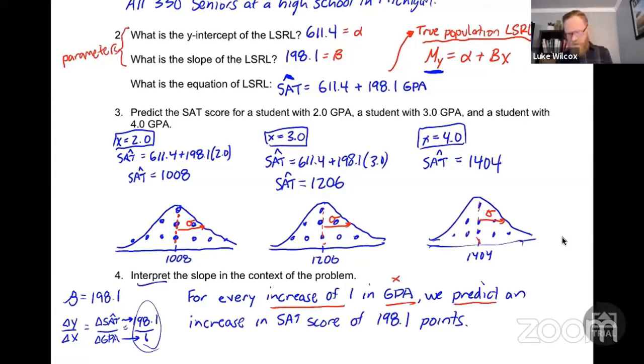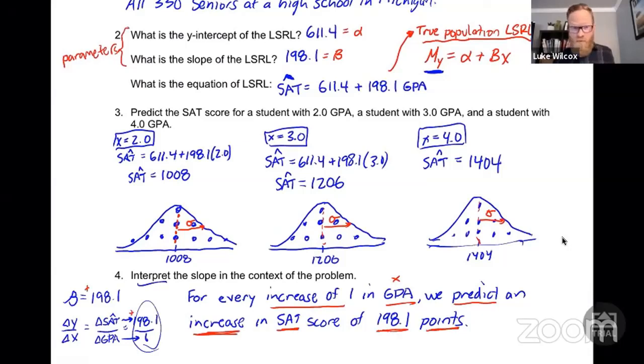Very important here is that you use the word predicted for the Y variable, which is SAT. So it is a predicted SAT score. And then notice here that I've said that it's an increase in SAT score. And I know that because the slope is a positive slope, right? If it was a negative slope, I would expect it to decrease. And then, of course, here is our slope value, and we've also included some units on this one here.